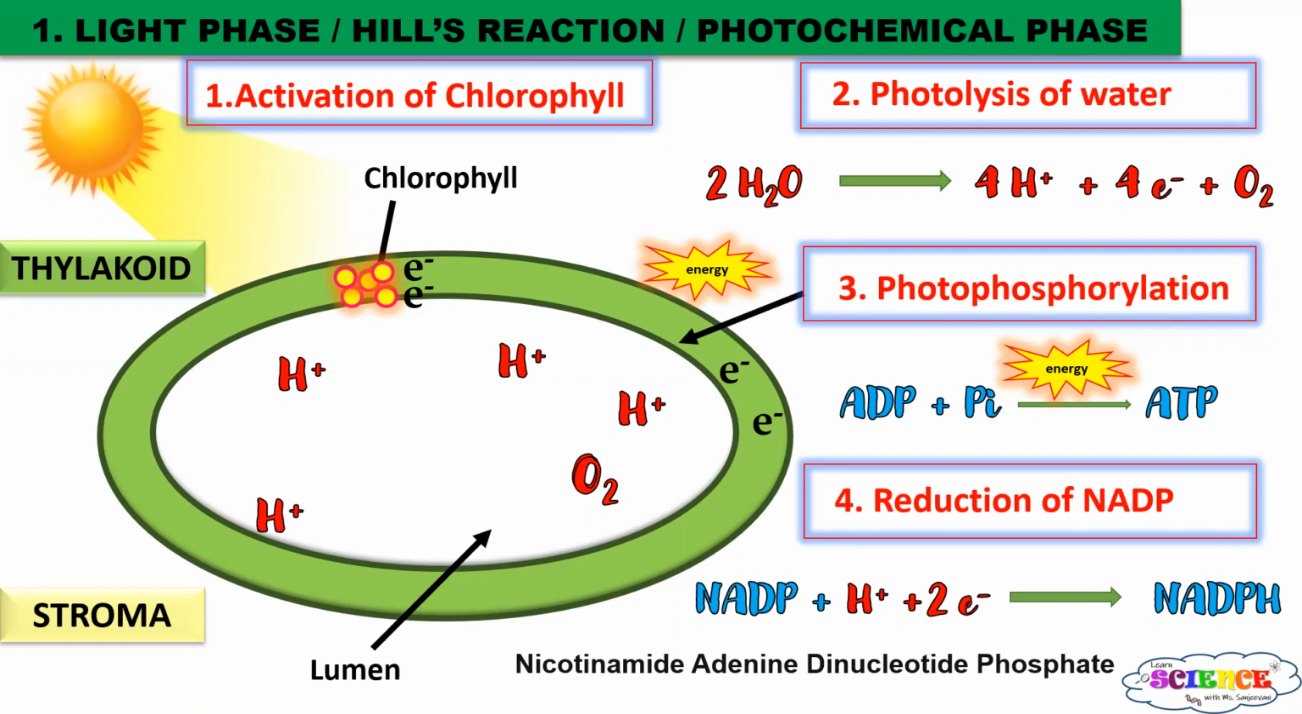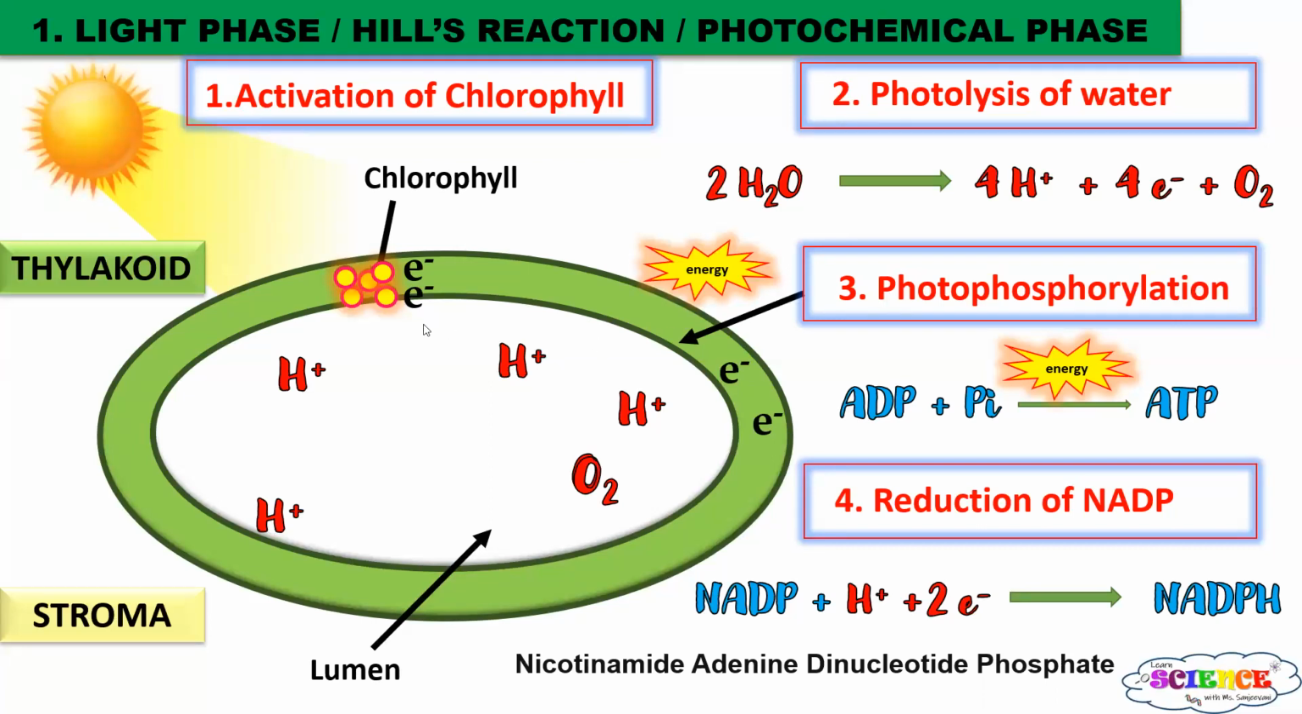This splitting of the water molecule is called photolysis of water. Third step is photophosphorylation, the process in which ADP is converted into ATP using the energy of light. And the fourth step is reduction of NADP, that is, nicotinamide adenine dinucleotide phosphate gets reduced, that is, absorbs hydrogen. Reduction reaction simply means absorption of hydrogen, right? So it gets reduced by absorbing hydrogen to form NADPH, the reduced form of NADP. So this is the light phase.